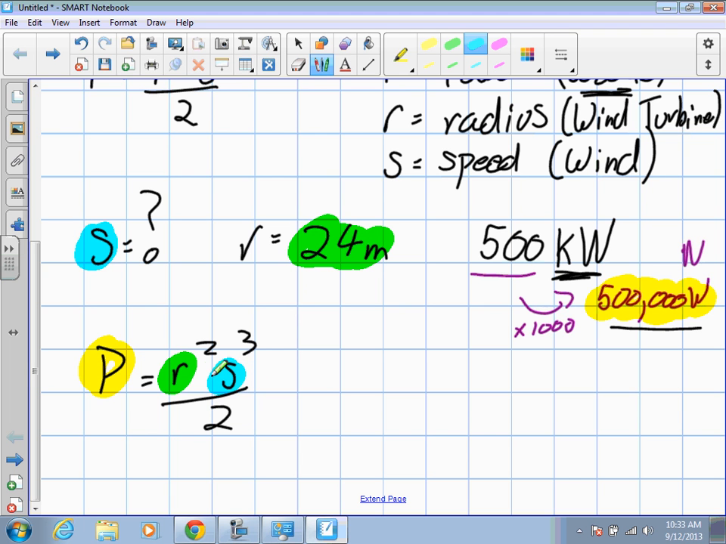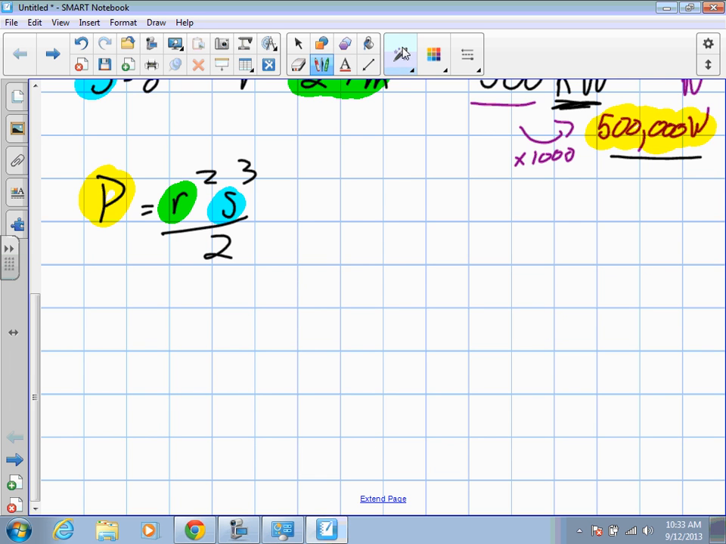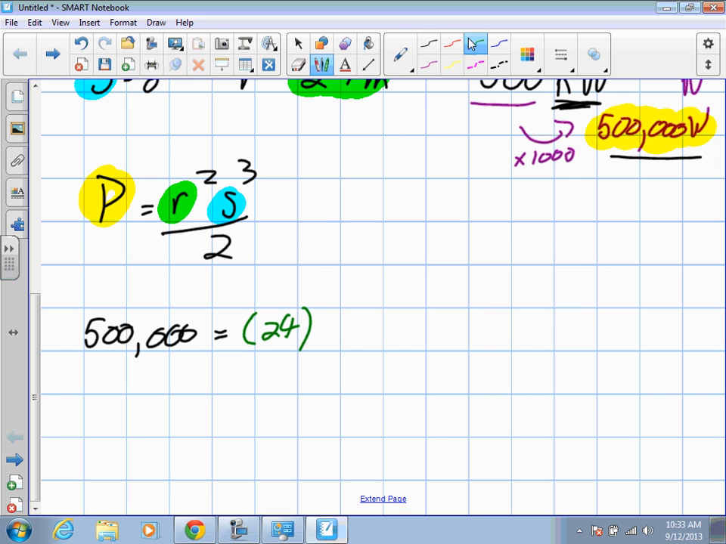And what we need to do in this question is solve for our S. Okay? Again, there's two ways we can do this. We can rearrange the whole formula and set it equal to S to start. Or we can plug things in and then as we go, rearrange for S. I'm going to plug things in. I personally find that a faster way to do things. That way I'm working with numbers instead of letters. A lot of times that's easier to see our next step. So, power becomes 500,000 is equal to our radius, which is 24 squared. Our S is still cubed, divided by 2.